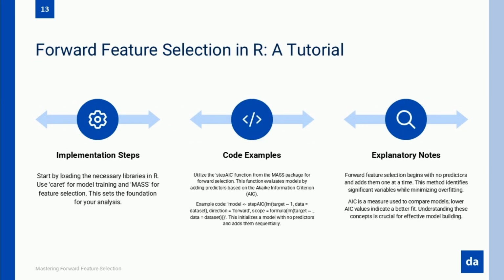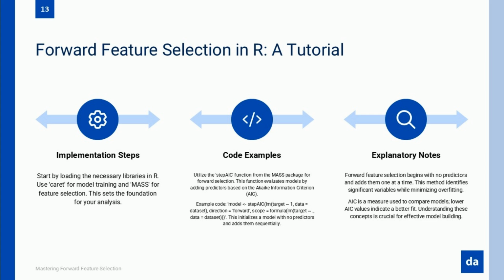Forward feature selection isn't just a Python trick. It works just as well in R. If you're more comfortable in R, or if your project is heavily statistical, this method is just as easy to implement, and it follows the same logic. Start with nothing, add one feature at a time, and keep only what actually improves the model. Simple, efficient, and powerful. First things first, you need your dataset.